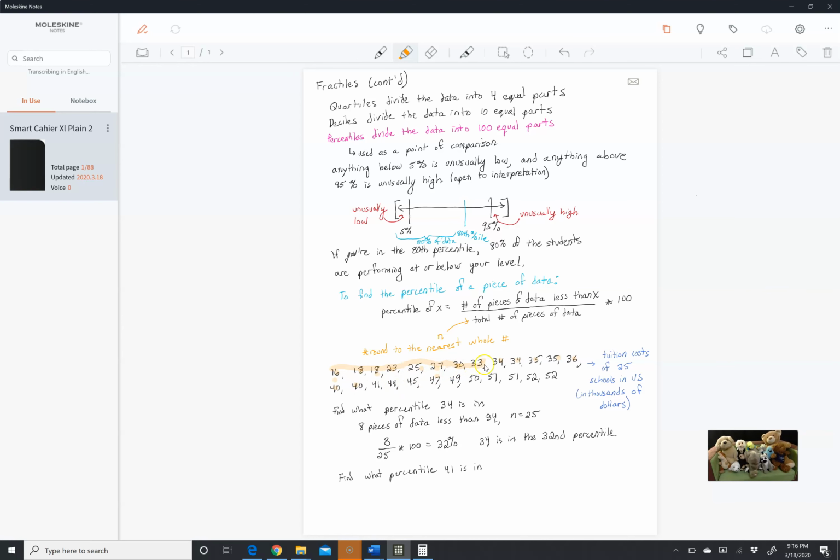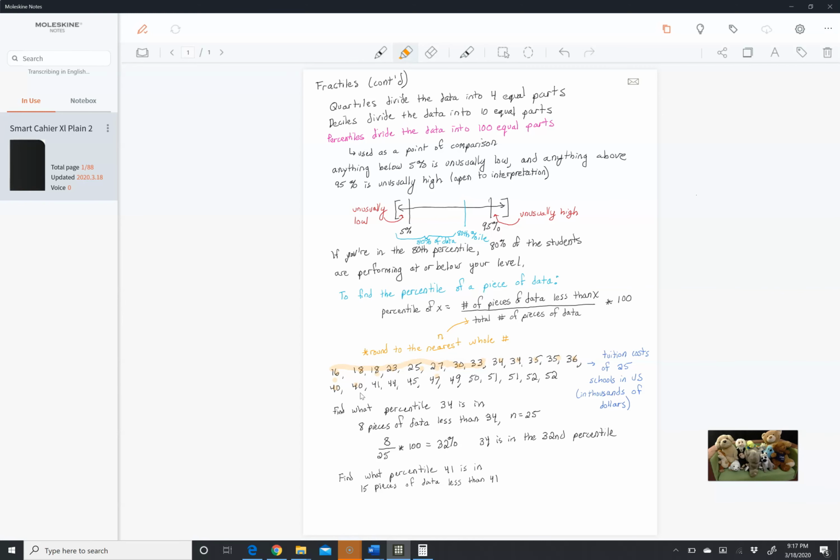So we have the 8s, then we have 9, 10, 11, 12, 13, 14, 15. So there are 15 data points that are less than 41. So we would write, and I keep saying pieces of data. If you remember from, I think I said this on the very first day of class, one piece of data is called a datum. So 15 pieces of data are less than 41.